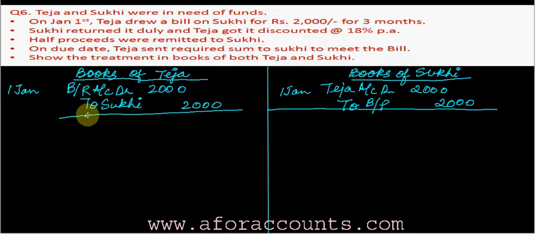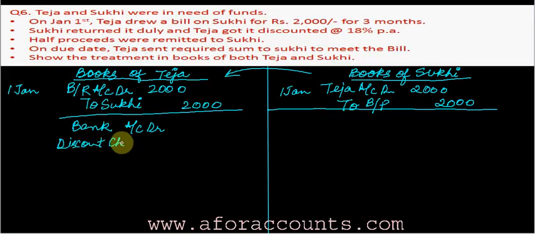So for discounting, the entry will be bank account debit. The bill has been given from Sukhi to Teja. Teja took it to the bank and discounted it. So the entry will be bank account debit, discount charges account debit, charges account debit to bills receivable.